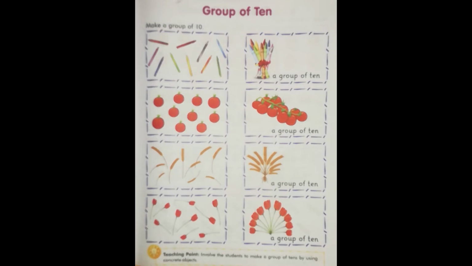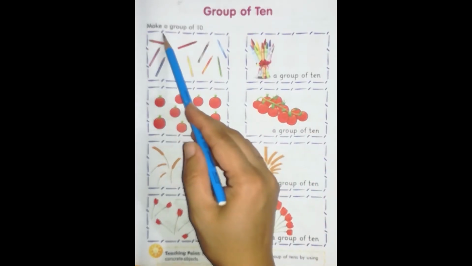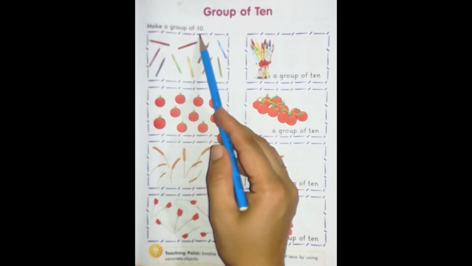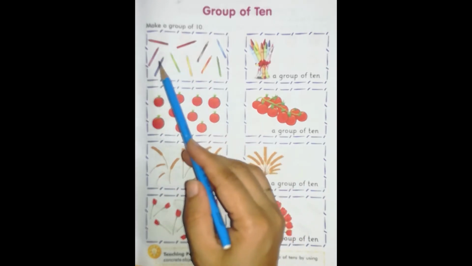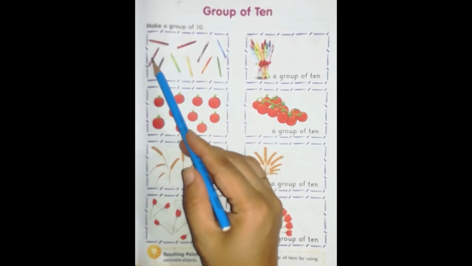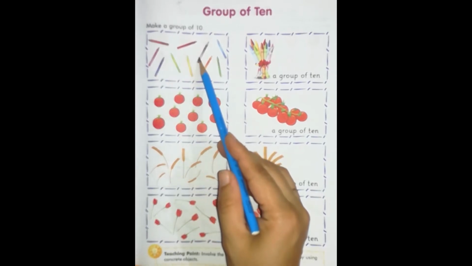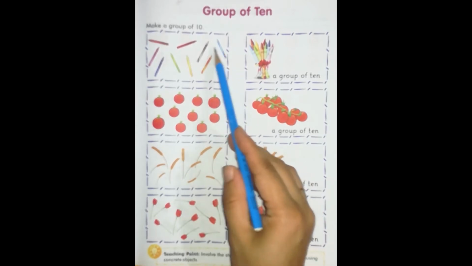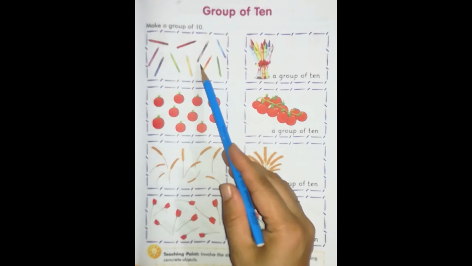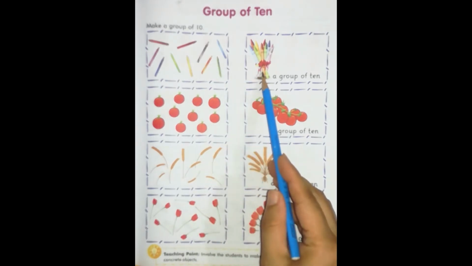Today our topic is group of 10. Make a group of 10. Here are scattered crayons. Let's count 1, 2, 3, 4, 5, 6, 7, 8, 9, 10. These are 10 crayons. This is a group of 10 crayons.